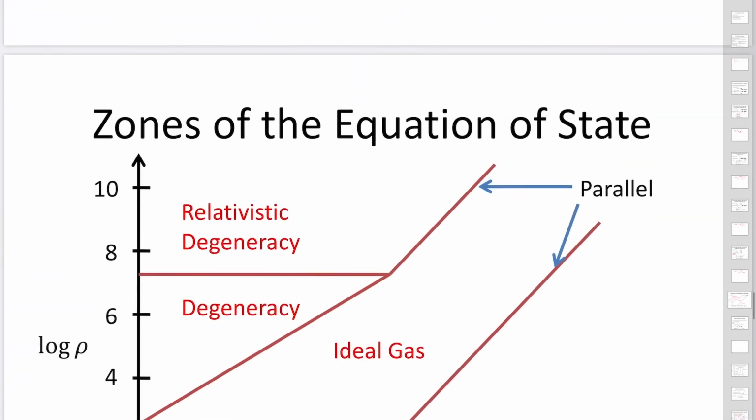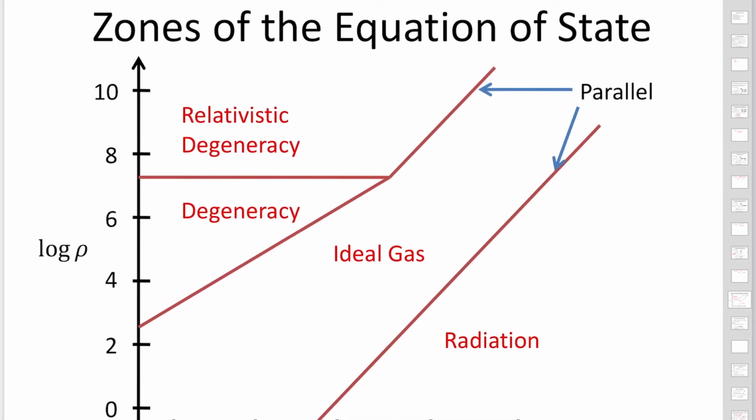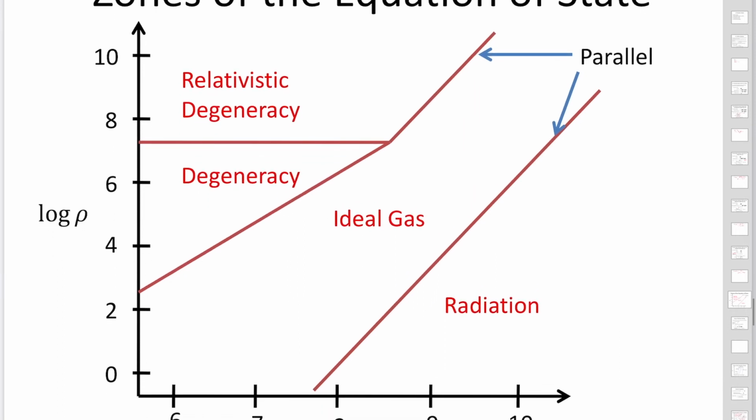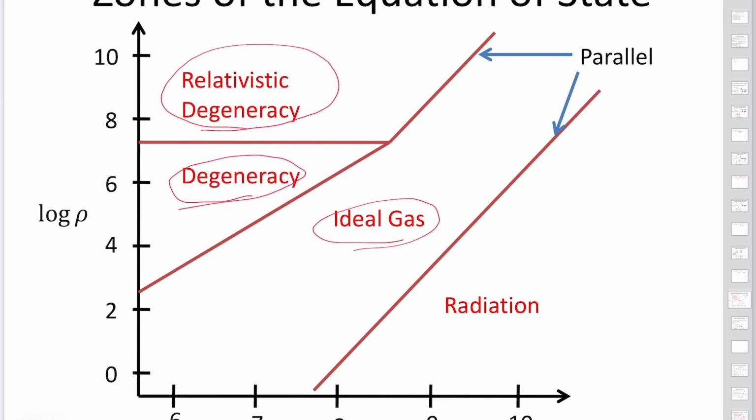Then, by combining all the information, you could divide the log rho log T plane into the 4 zones. In these high densities and low temperatures, relativistic degeneracy pressure becomes dominant. And then in this region, degeneracy pressure. In the middle part, ideal gas determines the pressure. And then at really high temperatures, radiation becomes dominant. Radiation determines the pressure in the stars.